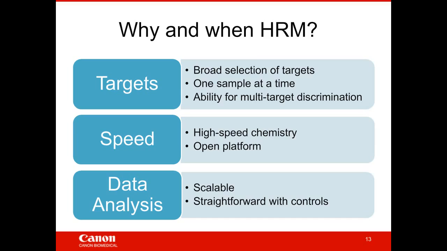You can also distinguish multiple SNPs or indels in one gene using HRM. And the technology is cost-effective and fast. In fact, in most cases, it can be run within an hour and sometimes less, and it can be run on an open platform. The data analysis is scalable, and it can be very straightforward due to the availability of controls.